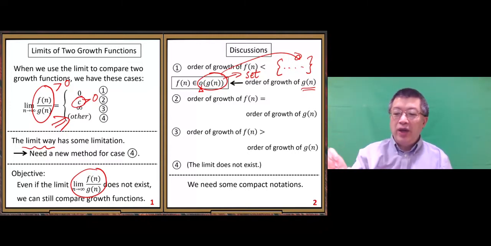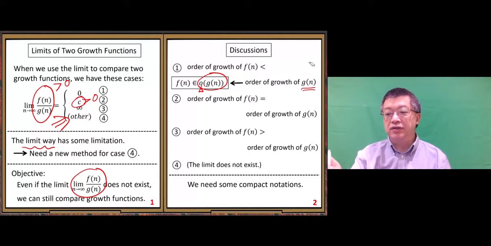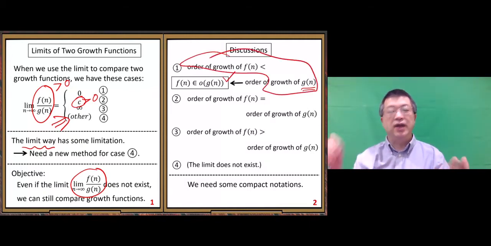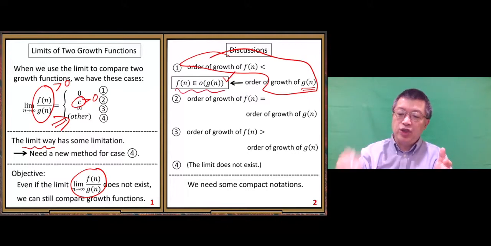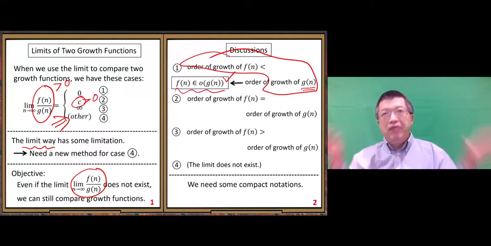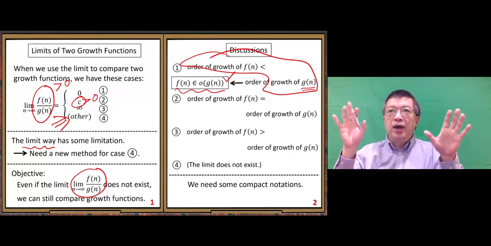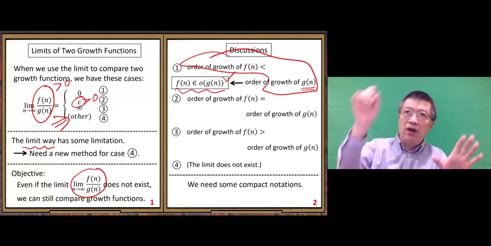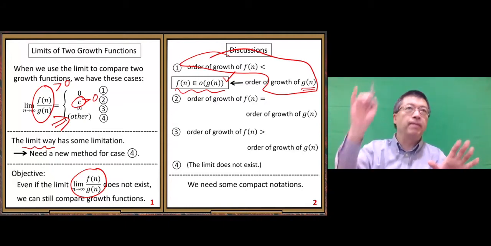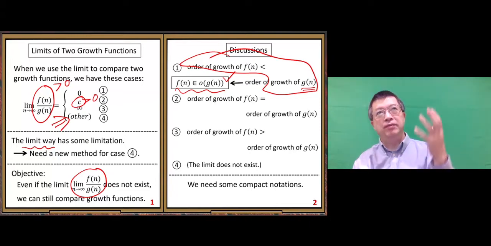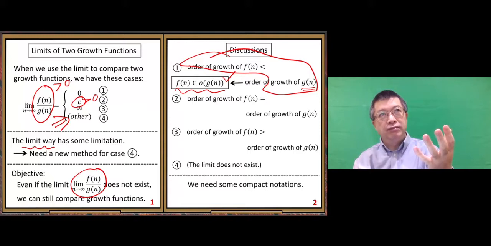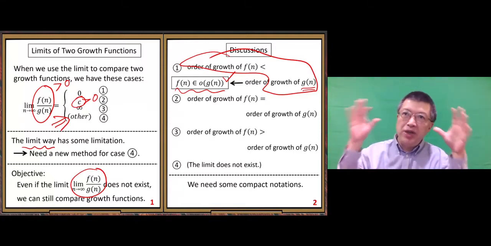With that, we have a compact representation. So we don't need to write many words like this, right? We just write this formula: f of n belongs to a set of functions. That set we call little o of g of n. Okay, that's simple. The abstract representation of a special meaning.